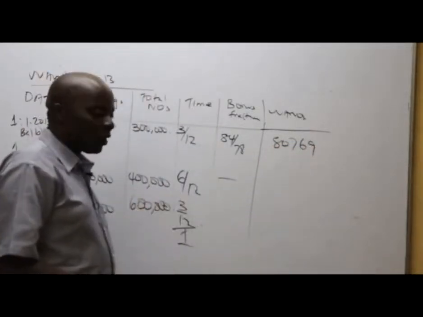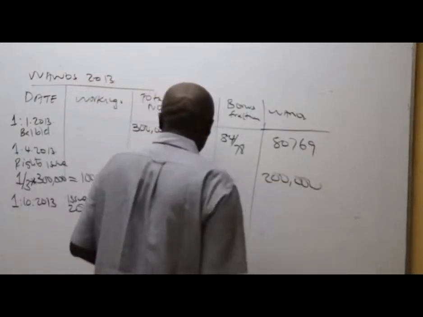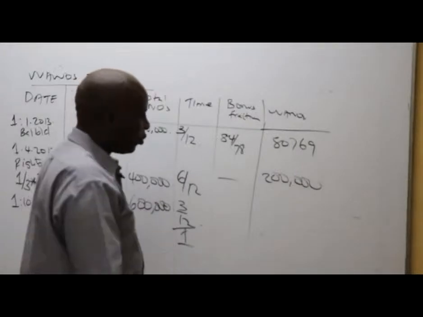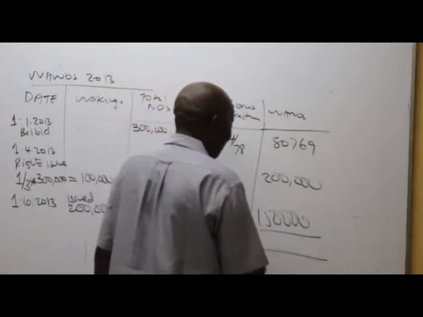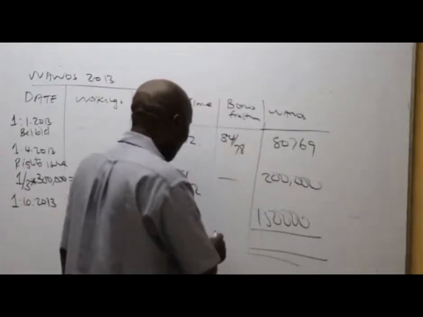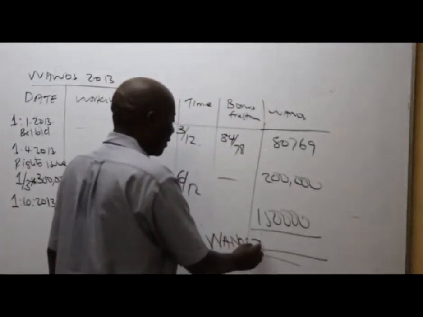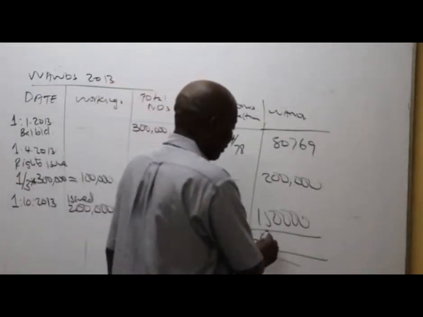400,000 times 6 over 12 gives me 200,000. Thank you very much. And then now we have the last one, 600,000 times 3 over 12, which gives me 150,000. Therefore, the total one-nos, itakuja kuwe ngapi? 430, 769.